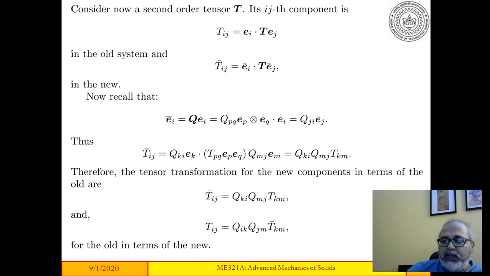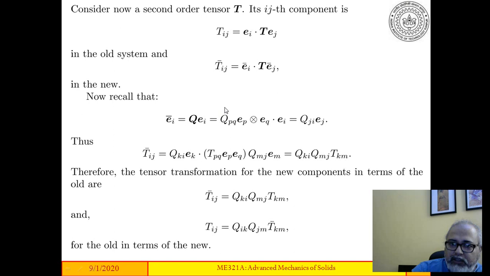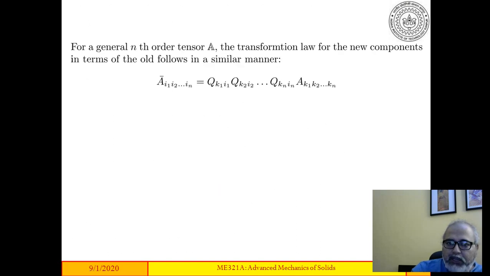Okay, so this can be extended to a tensor of any order, and for an nth order tensor, this is what you will get. The indices here appear later, i1, i2 up to in, and the indices here appear earlier, Qk1i1, Qk2i2, Qknin, they appear as the first index. So this is the generalized form for an nth order tensor, and for a second order tensor, this is what you see. This is the special case for the second order tensor, and this is the one that we will use the most.